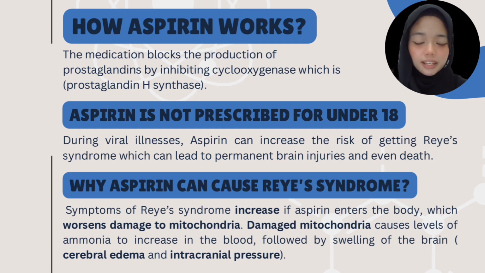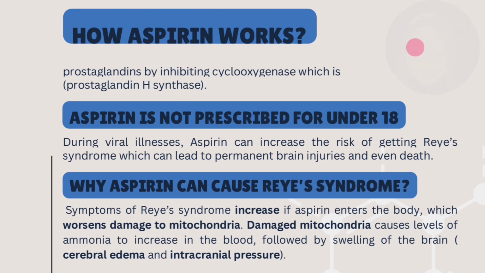Why can aspirin cause Reye syndrome? Studies show that the condition progresses when damaged mitochondrial cells pair with a viral illness or an infection. Symptoms of Reye syndrome increase when aspirin enters the body, which worsens damage to mitochondria. Damaged mitochondria cause the level of ammonia in the blood to increase, followed by swelling of the brain, which is cerebral edema and intracranial pressure.